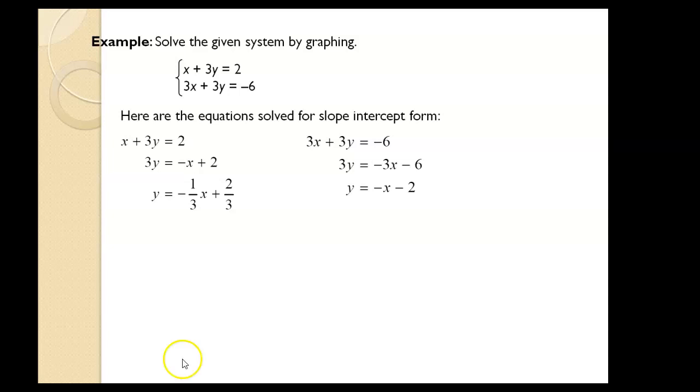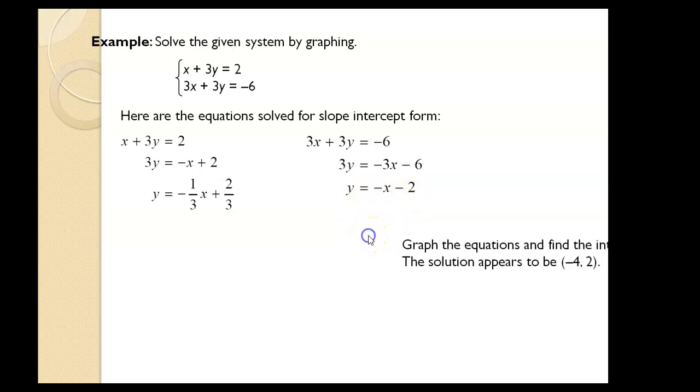To solve for y, I would have to move x to the other side. I would subtract x from both sides of the equation, left with 3y equals negative x plus 2, and then I will divide everything by 3, so I will get y equals negative 1/3 x plus 2/3, and I'll leave it in fractional form. The next equation is 3x plus 3y equals negative 6, so to solve for y, I would subtract 3x from both sides of the equation, or add negative 3x. Then I will divide everything by 3, so I end up with y equals negative x minus 2.